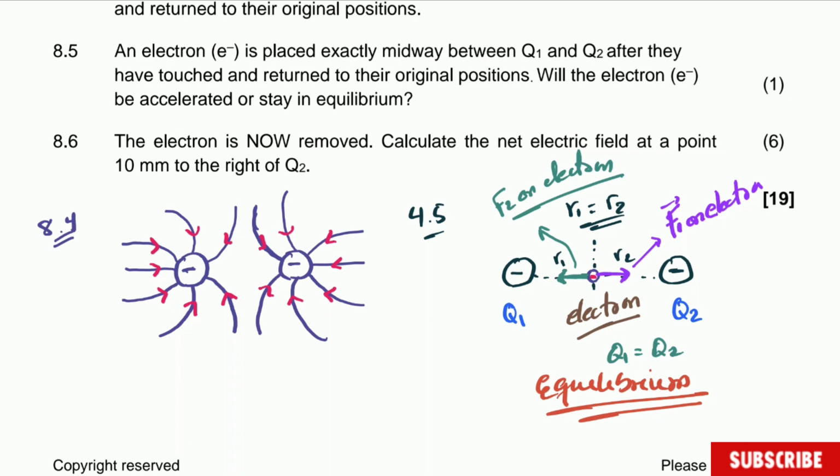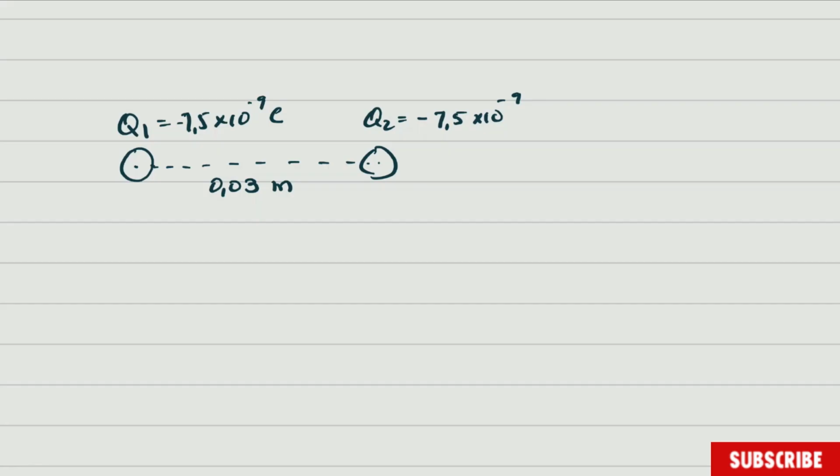If we go to question 4.6, the electron is now removed. Calculate the net electric field at a point 10 millimeters to the right of Q2. Now, they want to know how strong the electric field is 10 millimeters from Q2 on the right side. And I want you to not get confused. This one is not an electron. They want to know how strong the electric field is at a point which is going to be 10 millimeters on the right from Q2.